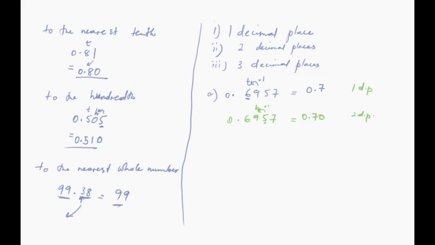Now the same number. Let's take the same number, 0.6957 to three decimal places. To three decimal places. 1, 2, 3. The third decimal place is the thousandth. The same as writing this number to the nearest thousandth. So we are going to look at this digit. Since it's greater than 5, we are going to convert it to 1 and add it here to make 6. So we are going to have 0.696 to three decimal places. It's as easy as that.